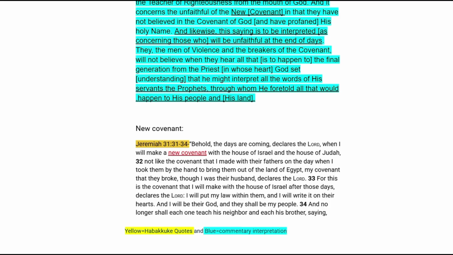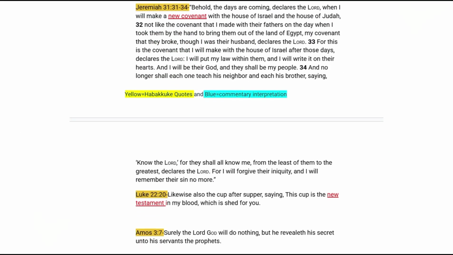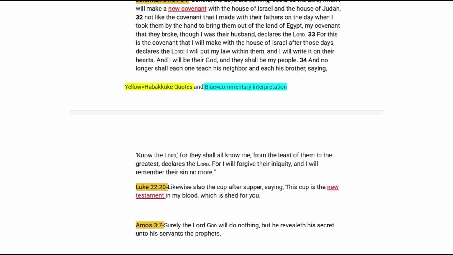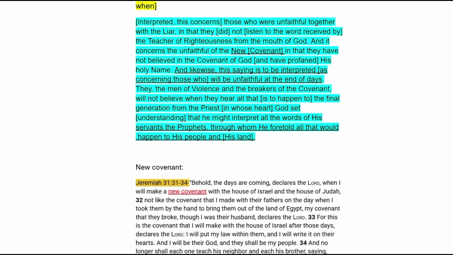But I'm just going through this, even here where it says that he might interpret all the words of his servants the prophets, through whom he foretold all that would happen to his people and to his land. This goes directly to that Bible verse that I put in every description of all the videos I've done on Habakkuk so far: Amos 3:7, which is one of my favorites, "Surely the Lord God will do nothing, but he revealeth his secrets unto his servants the prophets." God is revealing. He has revealed, and it's just incredible.